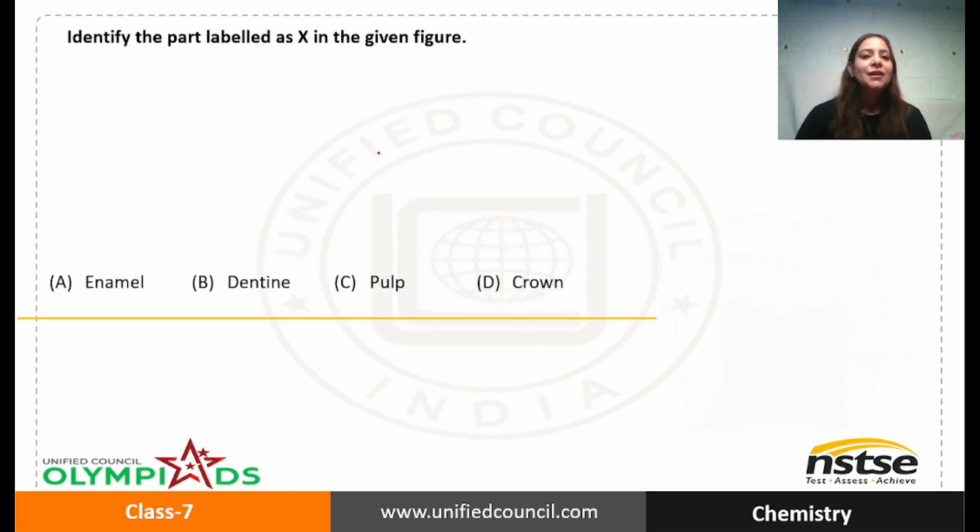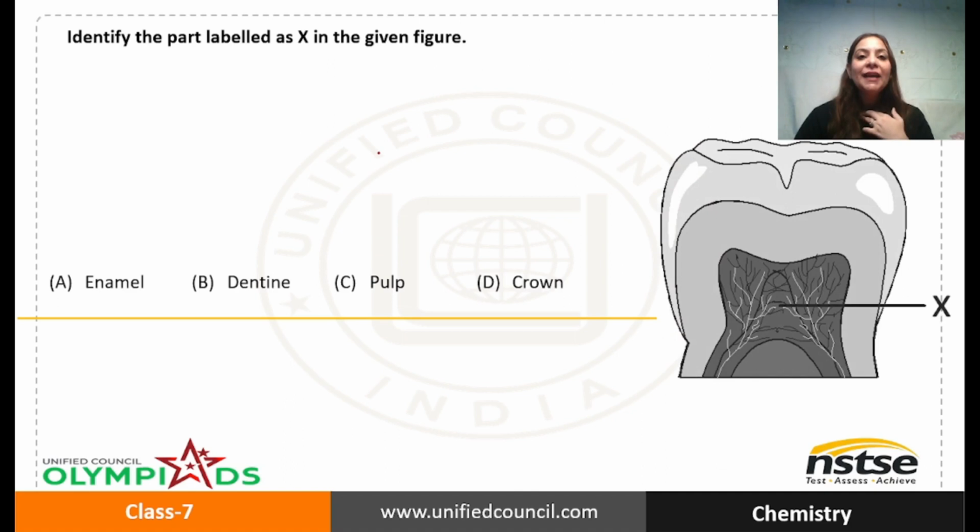Okay, next question. Identify the part labeled as X in the given figure. So you have this figure, and we need to identify this X part. Now I hope you all can recall this figure. This figure represents our tooth. So a tooth actually has certain parts. I'll explain to you. This part is called the crown.